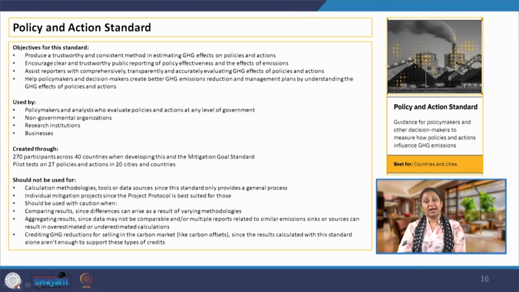This particular standard actually talks about how a policy will eventually impact the emissions. For example, if a country promotes the use of electric vehicles, and maybe there is a policy where a subsidy is introduced on electric vehicles, that okay, there will be a 30% subsidy on electric vehicles. Now, this is a policy that whoever purchases an electric vehicle, the government is going to pay a subsidy of 30%. What is going to be the impact of this policy on GHG emissions? How do we calculate that?